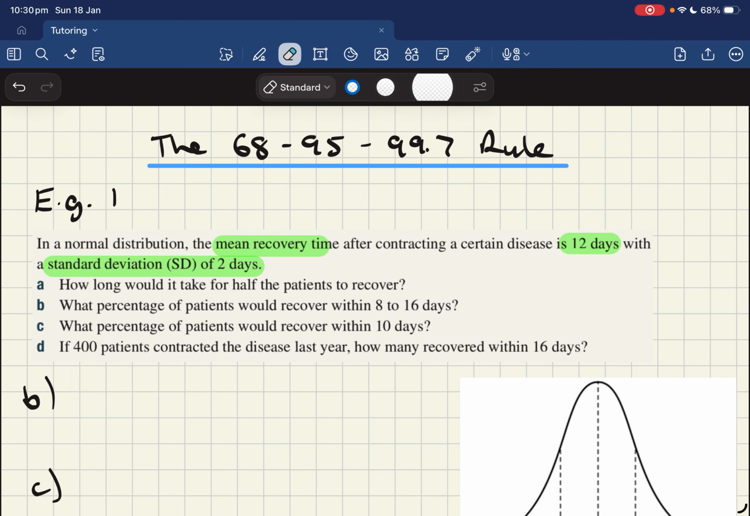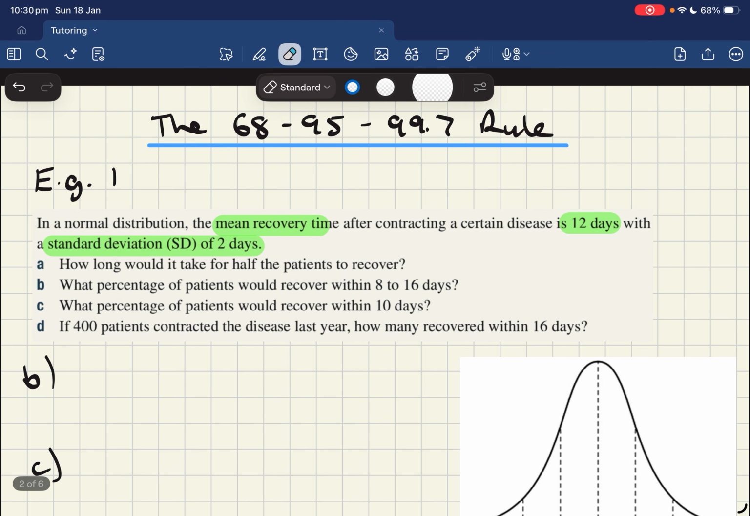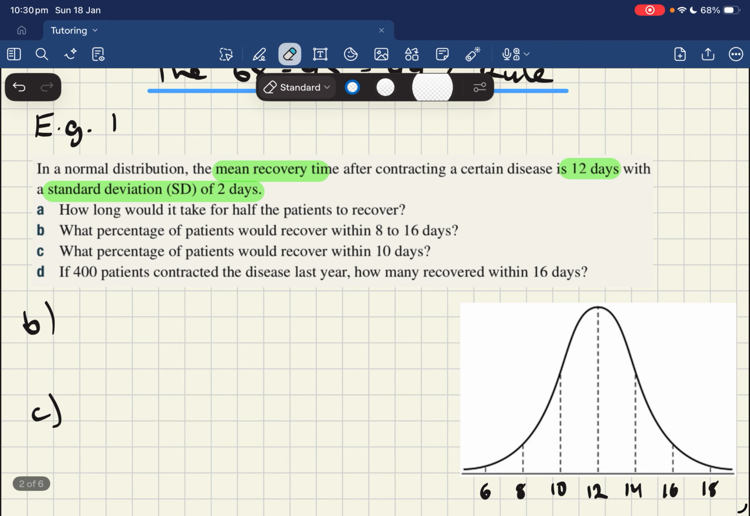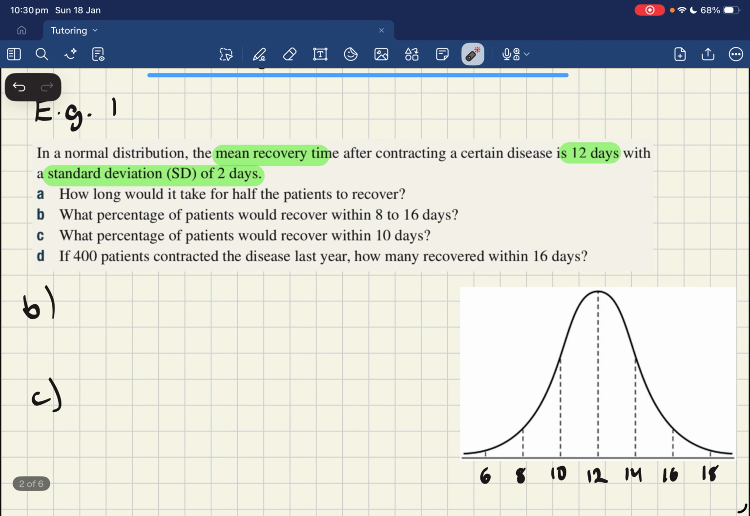Now, before we do anything, I have drawn in my normal distribution here, and I'm going to label the parts down the bottom with the information I'm given. This is a good way to first just write in your mean, as it gives you a reference point that you can refer back to, which makes doing the actual questions themselves easier.